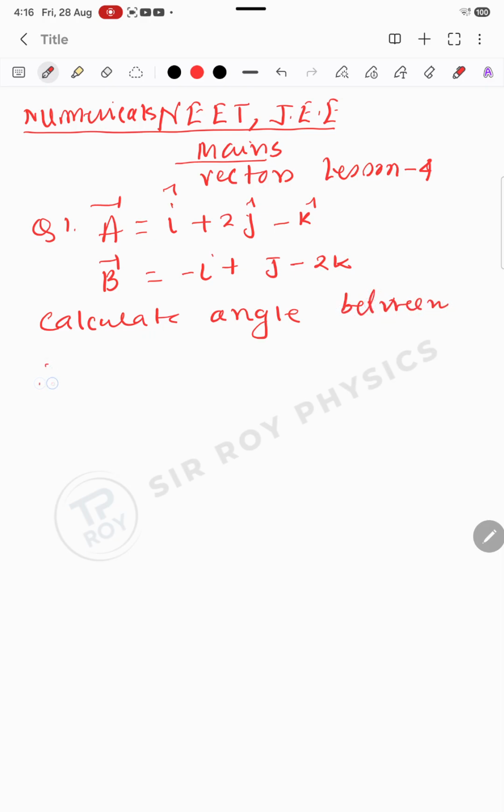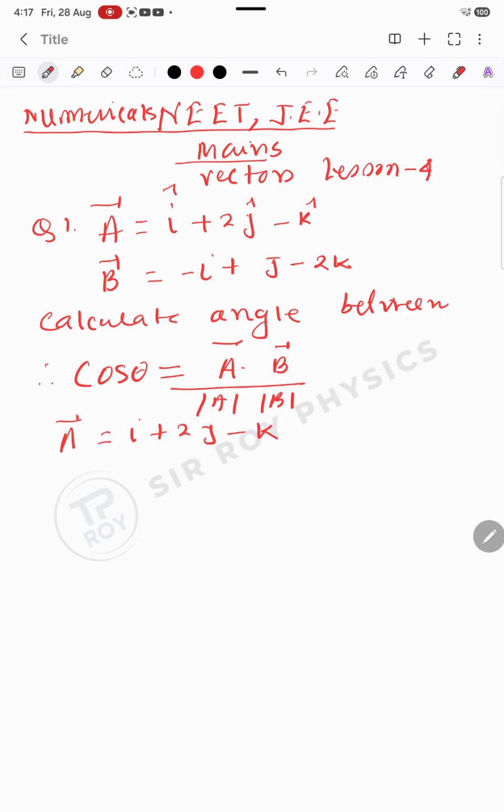What will you do? Use the formula: cos theta, where theta is the angle, equals A dot B by mod A mod B. Now A equals i plus 2j minus k, B equals minus i plus j minus 2k. If you take the dot product, you get minus 1 plus 2 plus 2, that is equal to 3.